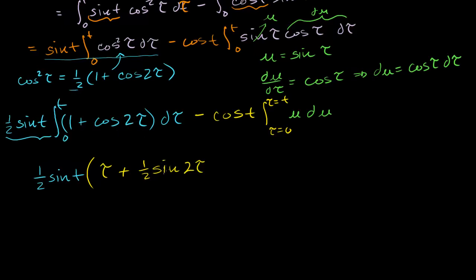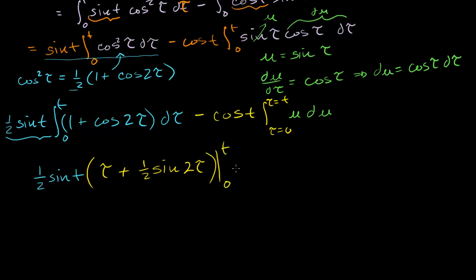And if you don't believe me, you just have to take the derivative of this. The derivative of 1/2 sine of 2 tau: you take the derivative of the inside, so that's 2. So the 2 and the 1/2 cancel out. And then the derivative of the outside, so cosine of 2 tau. And you're going to evaluate that from 0 to t.